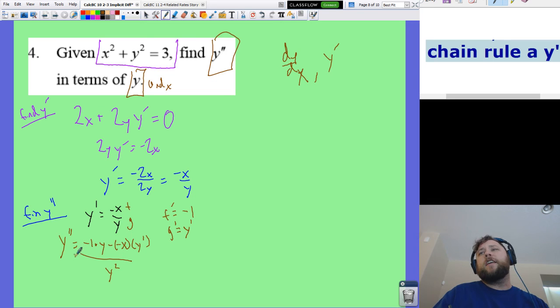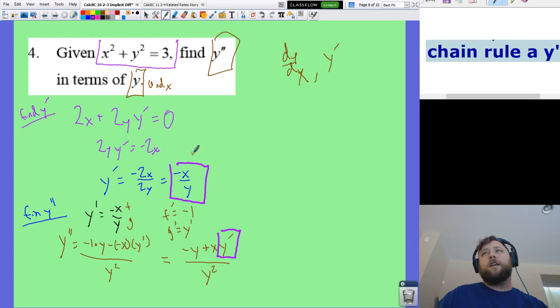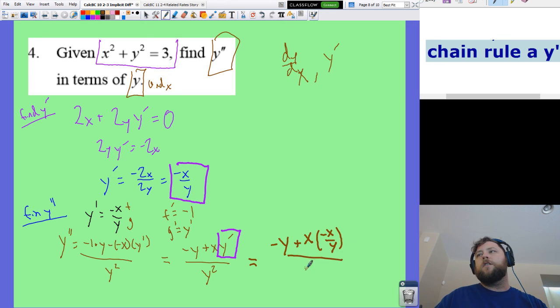Now I could say that's an answer, or I could clean it up a little bit. Let's write it as negative y plus x y prime over y squared. But I want to have this answer in terms of y and x, so I have to get rid of this y prime. I have to substitute in for it. I already know that y prime equals negative x over y. This is the kicker here. So I'm going to rewrite that as negative y plus x times negative x over y, all over y squared.